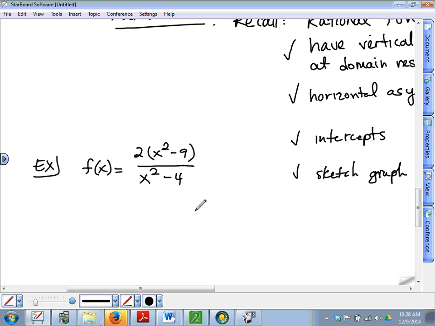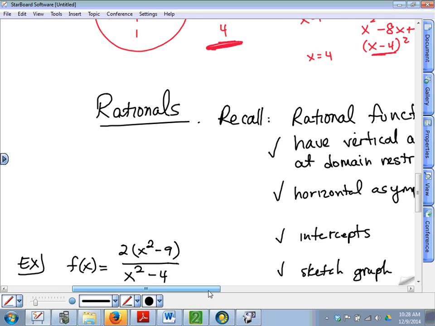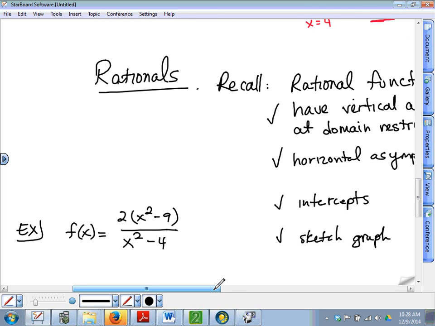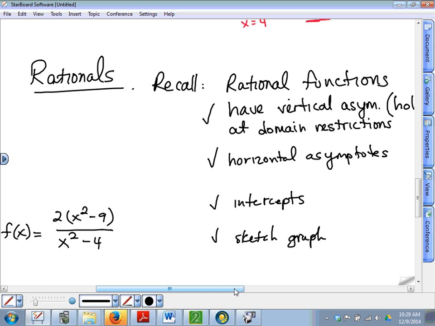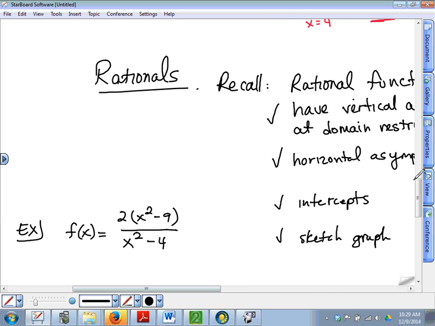Here we go. 2 times x squared minus 9 over x squared minus 4. We're going to sketch that. And let's just use this here kind of as our guide. Vertical asymptotes, horizontal asymptotes, intercepts, and then trying to fit the graph in between all those things.